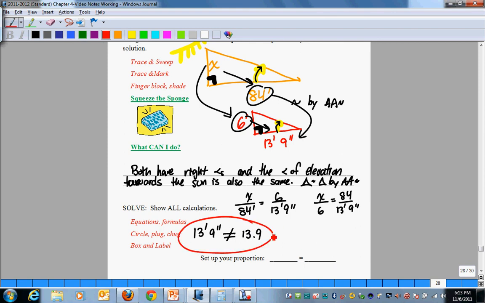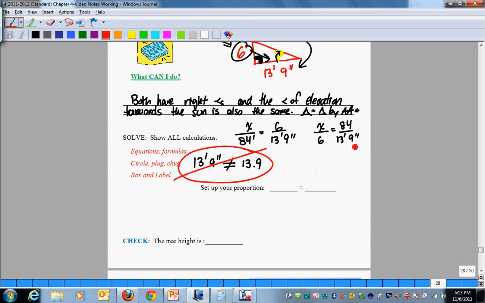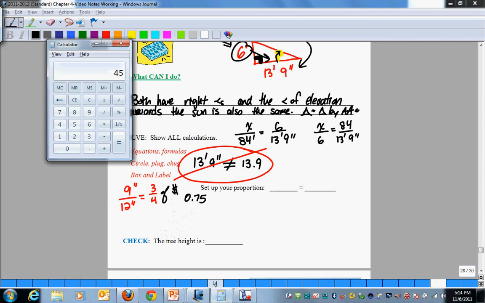Inches is a base 12 system. You can't artificially just stick a decimal there. In order to translate 13 feet 9 inches, you must account for the base 12 system. So if you have 9 inches over 12 inches, that is going to be 9 divided by 12, or you can reduce. This is a 3/4. Think 3/4 of a single dollar. 3/4 of a dollar is 0.75. Another way you can do this is simply to divide 9 divided by 12, and you get 0.75.